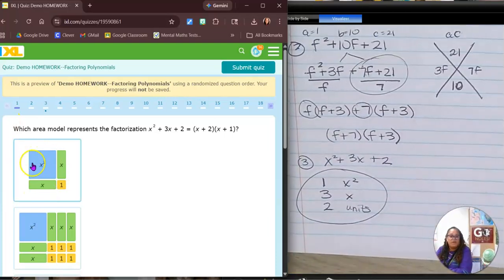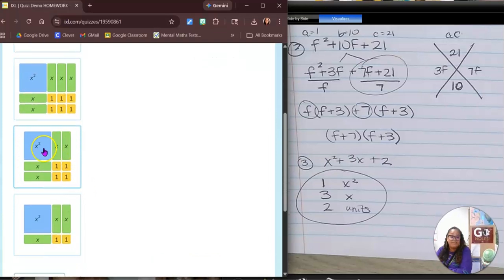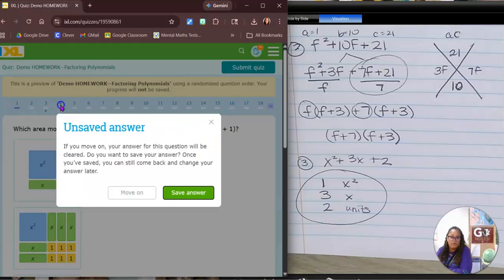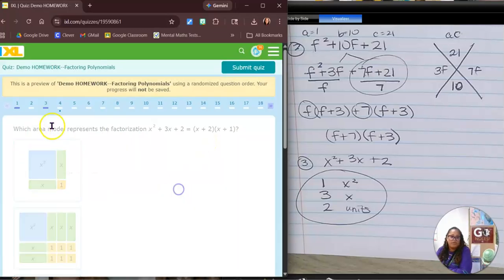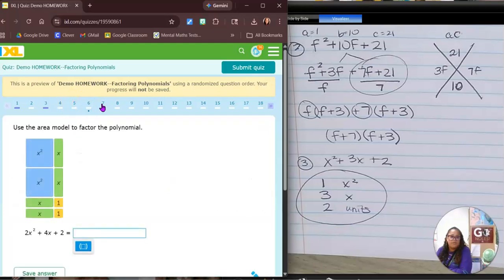So, does this have 1 x squared? Yes, but does it have 3 x's here? No, this has 2 x's. This has 1, 2, 3, 4, 5 x's. This has 4, so it has to be this one because all of the other ones are wrong. Okay, yeah, sure, whatever. Let's get that. Let's come back to that.